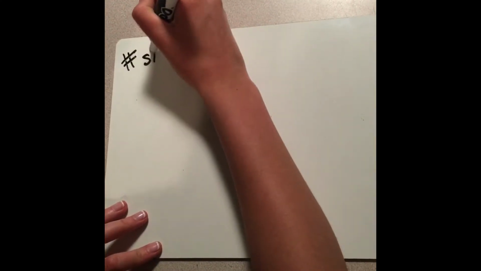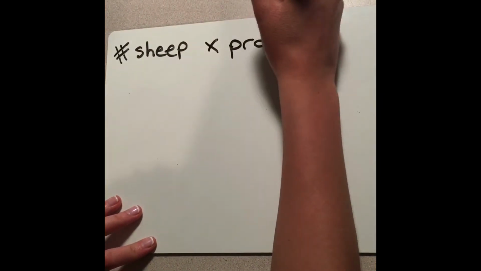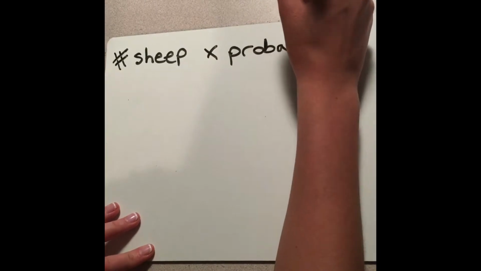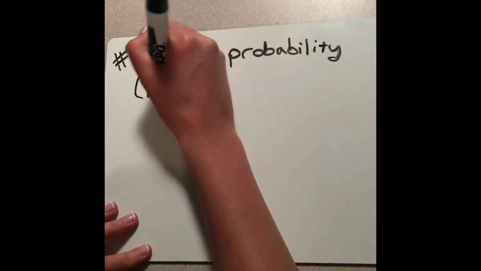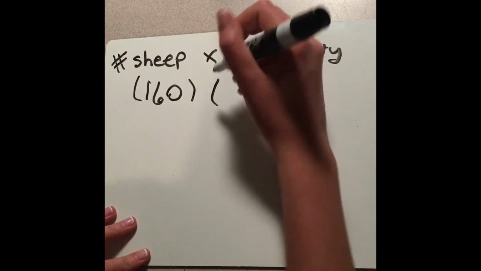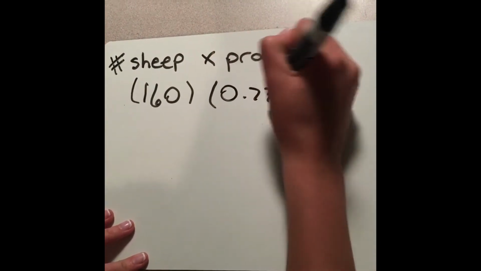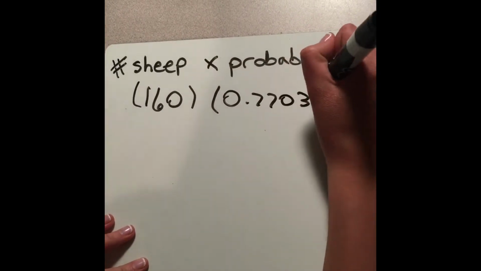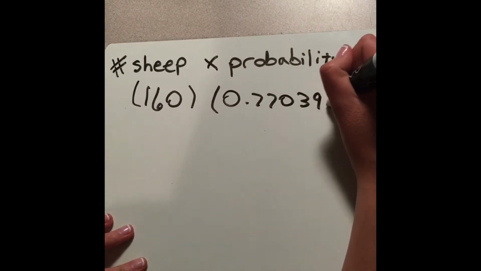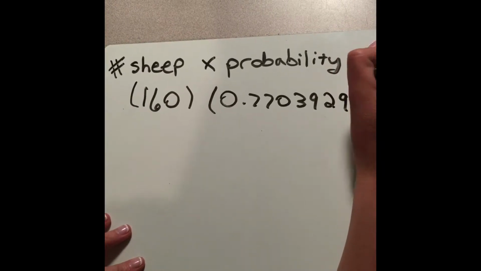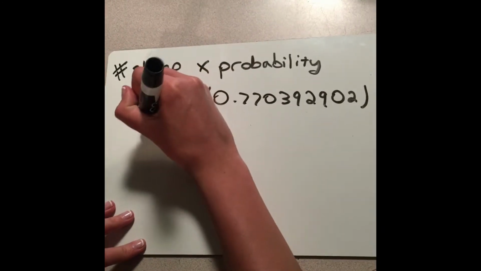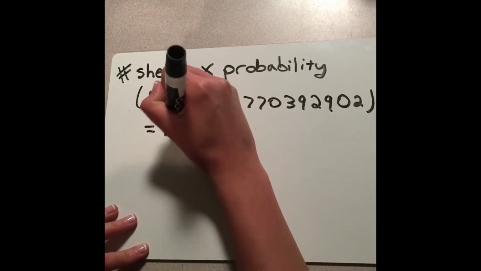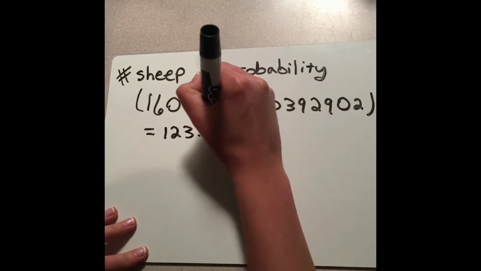Part C2 asks for the number of sheep that are expected to weigh between the values we found the probability for in the previous part. So, since we know the probability that sheep will weigh between 88 and 116 kilograms is 0.770392902, because we have to use the complete, not rounded value, and that there are 160 sheep because that is given, we have to multiply the numbers together, which gives us 123.2628643, which rounded to 3 significant figures is 123 sheep.